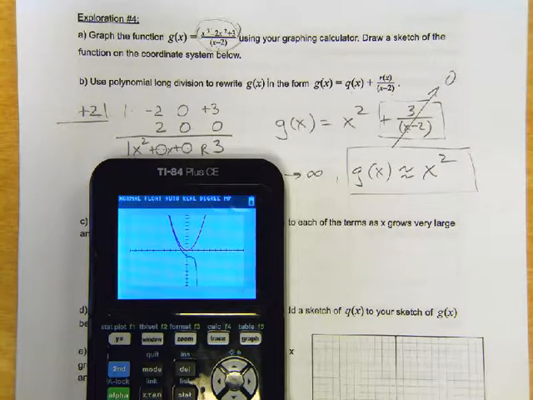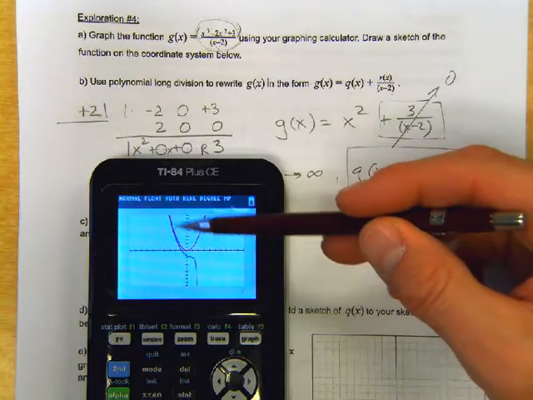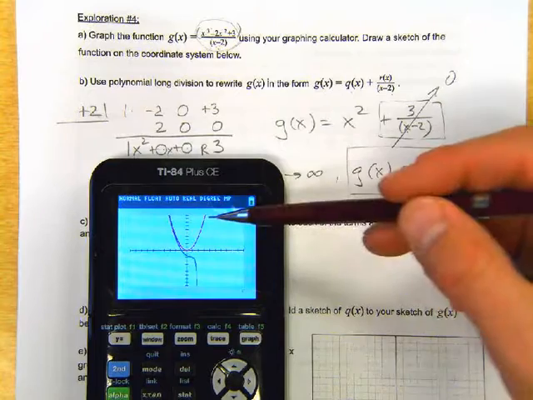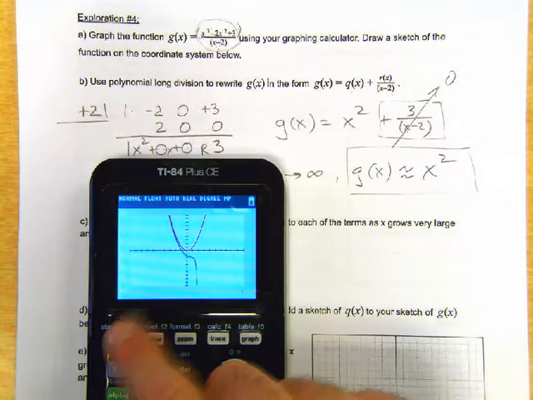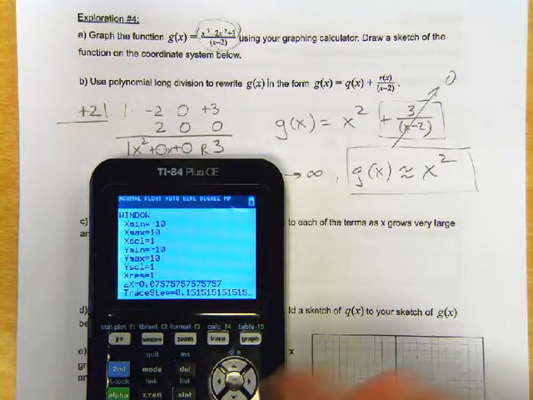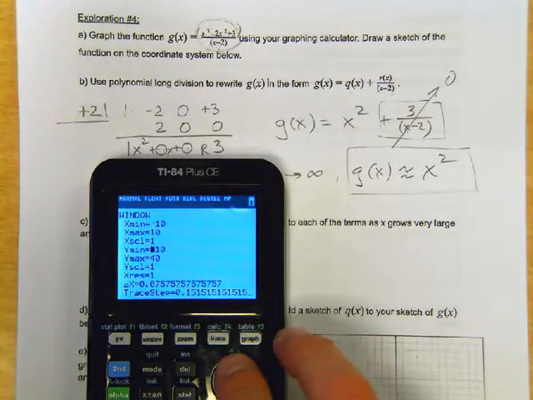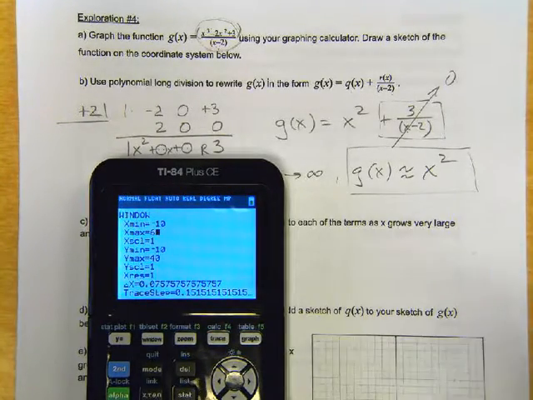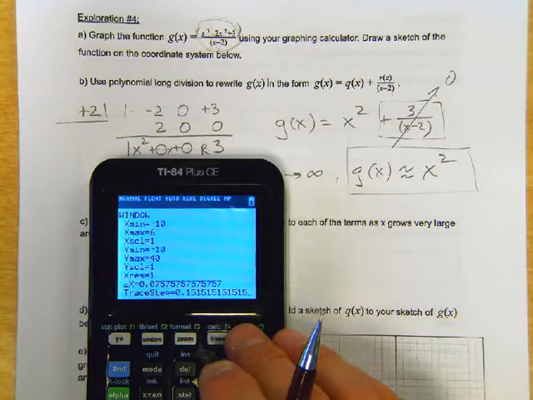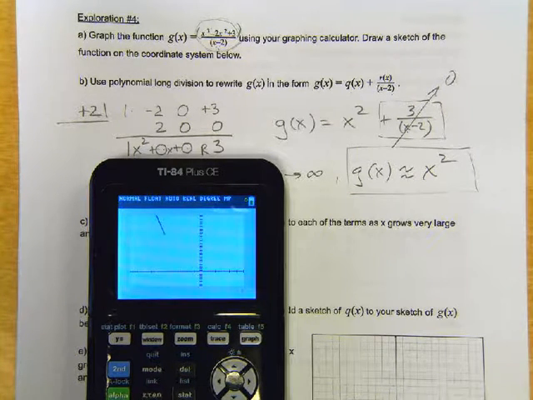Okay. Well, the red is the parabolic asymptote, and the blue is the function, but I think we're missing some. So I'm going to go to the window, and I'm going to increase my y max to 40, and I'm going to reduce my x max to 6, and see if that helps us see a little better. There it is. So, very cool.